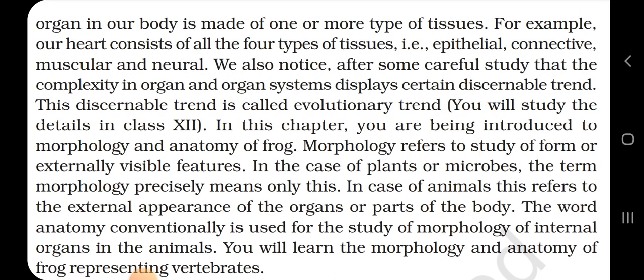We also notice after some careful study that the complexity in organ and organ system displays a certain discernible trend. This discernible trend is called the evolutionary trend. You will study it in detail in class 12th. In this chapter, you are being introduced to the morphology and anatomy of frog. Morphology refers to the study of form or externally visible features. In the case of plants and microbes, the term morphology precisely means only this. In the case of animals, this refers to the external appearance of the organs or parts of a body. The word anatomy conveniently is used for a study of morphology of internal organs in animals. You will learn the morphology and anatomy of frog representing vertebrates.